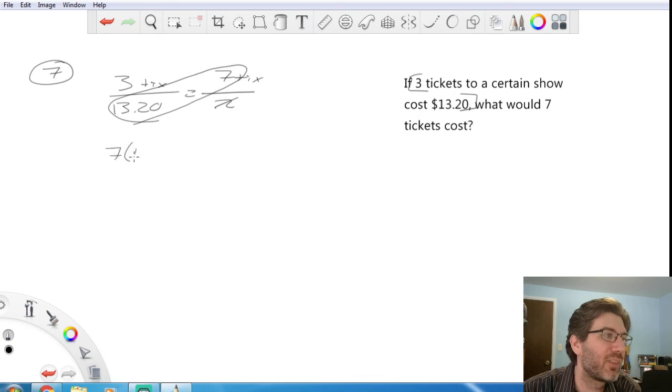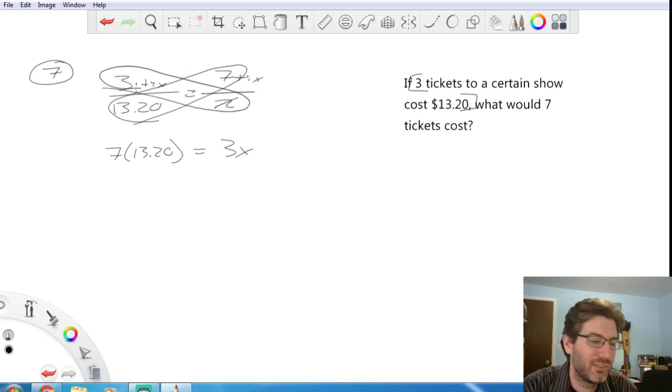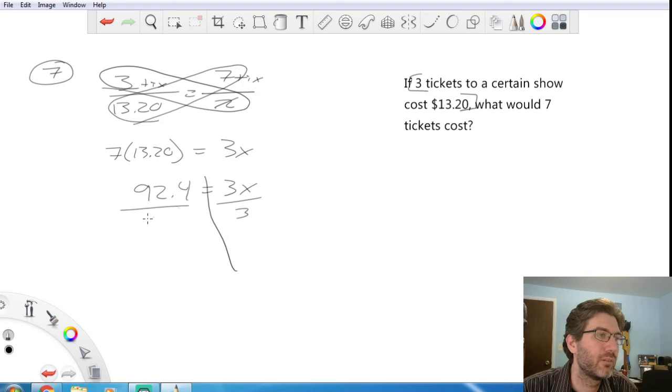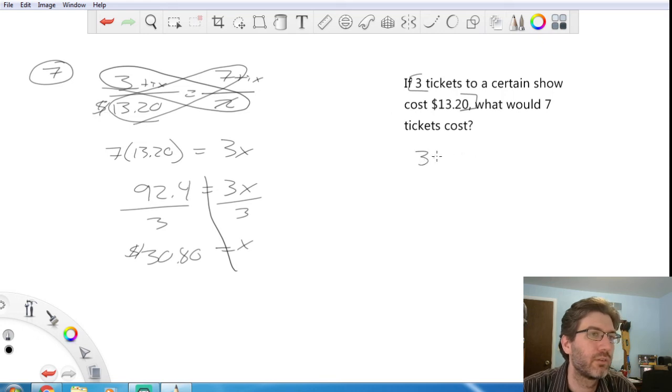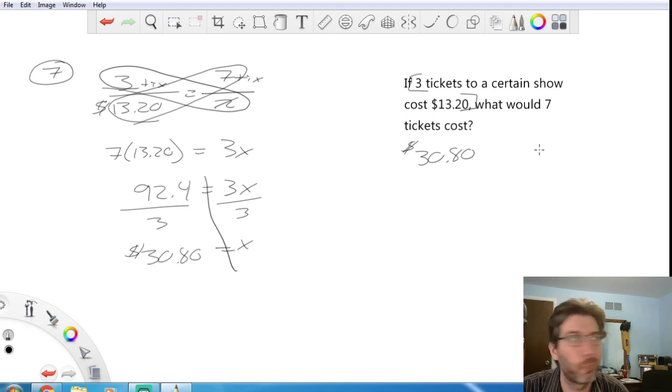7 times 1320 is equal to 3 times x. 7 times 1320 gives me 92.4 equals 3x. Divide by 3, divide by 3. Gives you $30.80. Keep in mind this is money. It costs $30.80 for 7 tickets. That was 7.